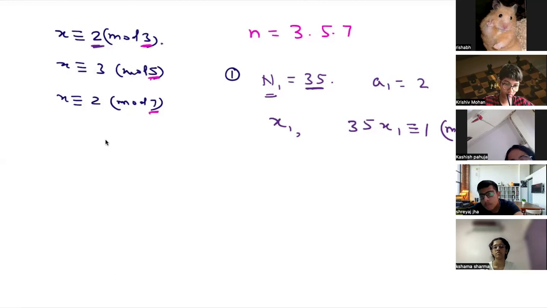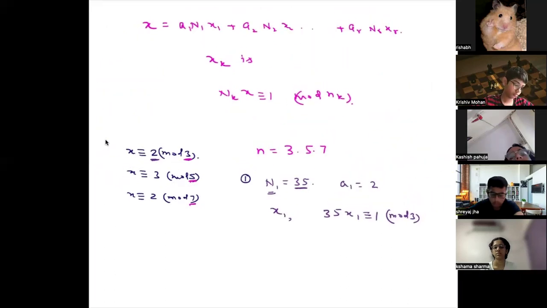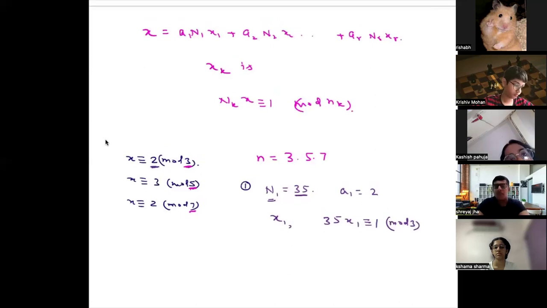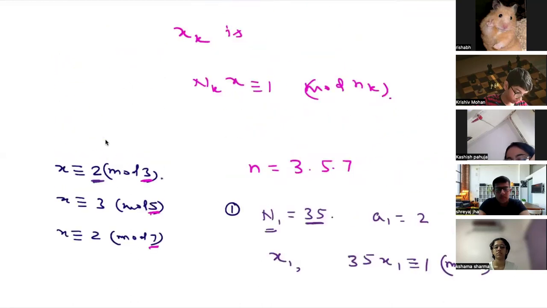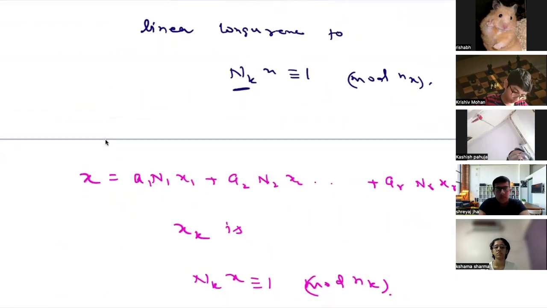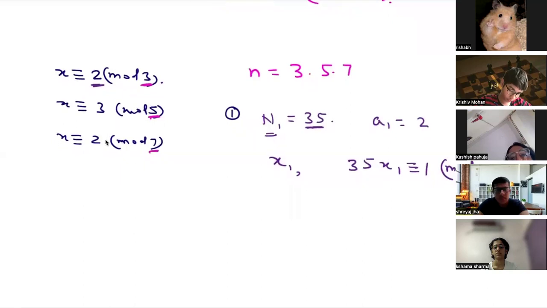In few books, you'll see in this formula, if it is given N1 and X1, they will write this X1 as the inverse of N1, N1 inverse. The meaning is the same, the properties are the same.